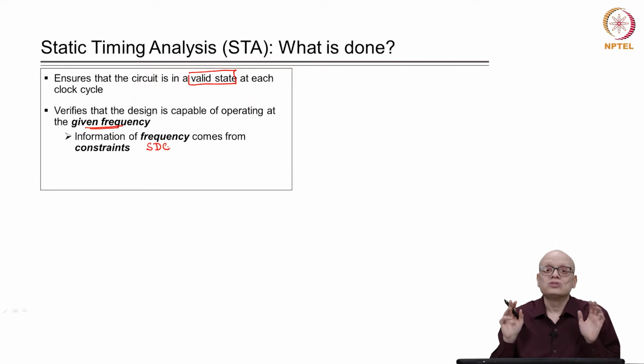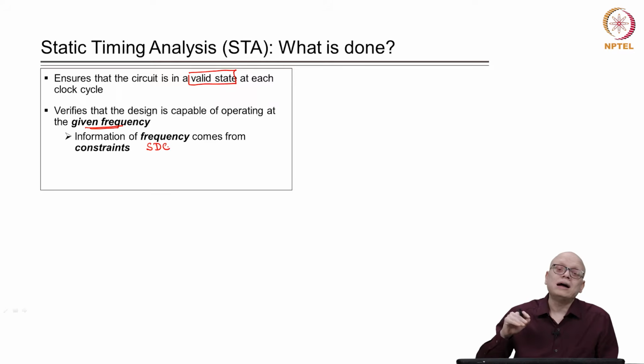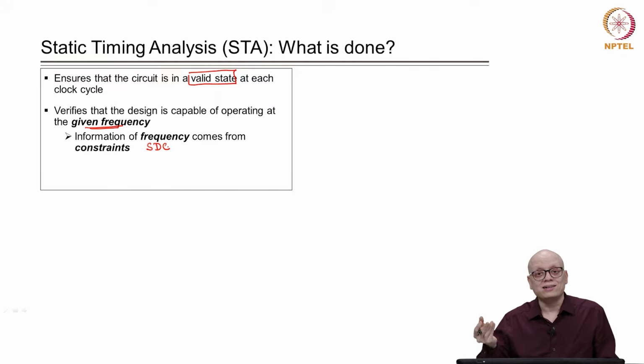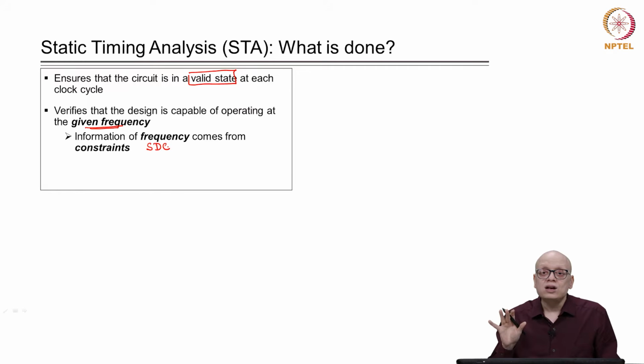worst case. What it means is that an STA tool does not try to come up with a frequency at which a design can run. This is an important thing that needs to be understood: the purpose of STA is not to find a frequency at which a design can run, but to ensure that at the given frequency it is safe to run the design, and to ensure this, the STA tool will take a pessimistic view wherever required.